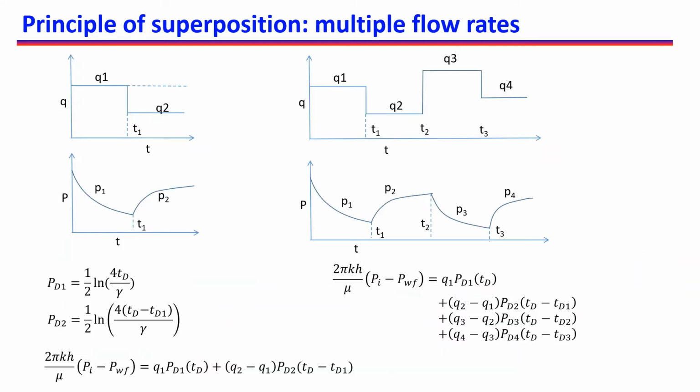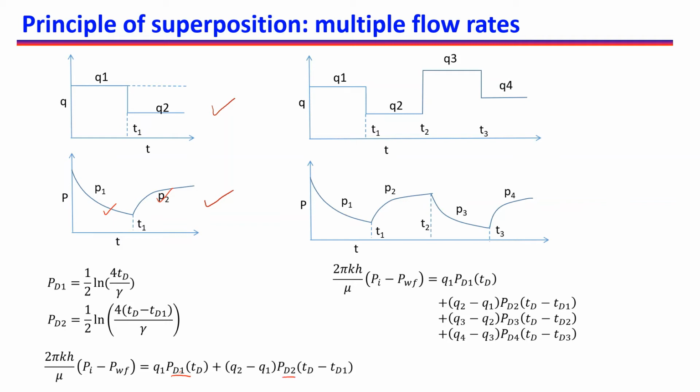Here, using pictures, I have shown how the pressure changes when the flow rate changes. And we can see that we can be in steady state or pseudo steady state and we will still be able to use the principle of superposition using an appropriate PD1, PD2.